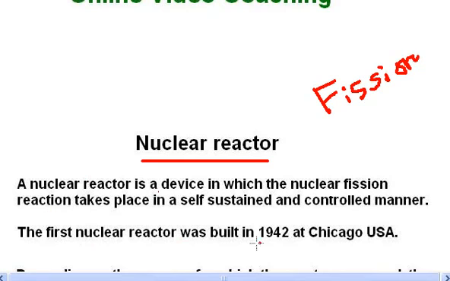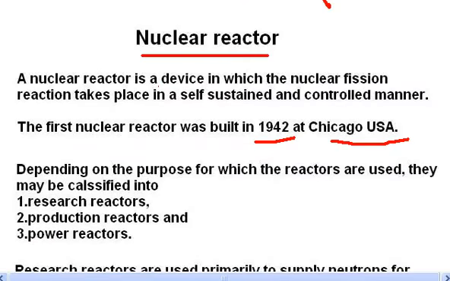And the first nuclear reactor was built in 1942 at Chicago, USA. Depending on the purpose, the reactors are used, they classify into three types. One is the research reactor, second is the production reactor, and third is the power reactor.